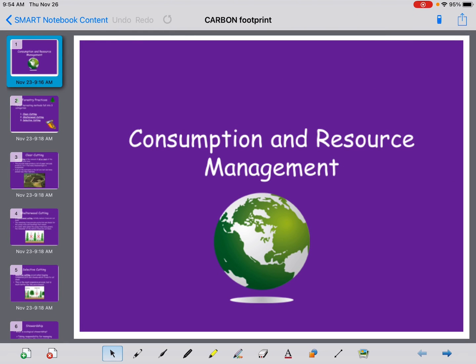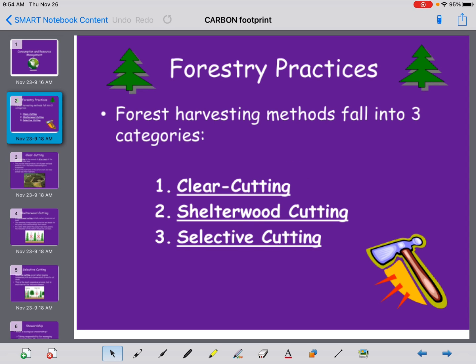Okay, everyone. So we are going to be looking at consumption of different resources and how those resources are managed, as well as looking at a concept known as carbon footprint. So just so you're aware, we're going to go through the beginning part here.